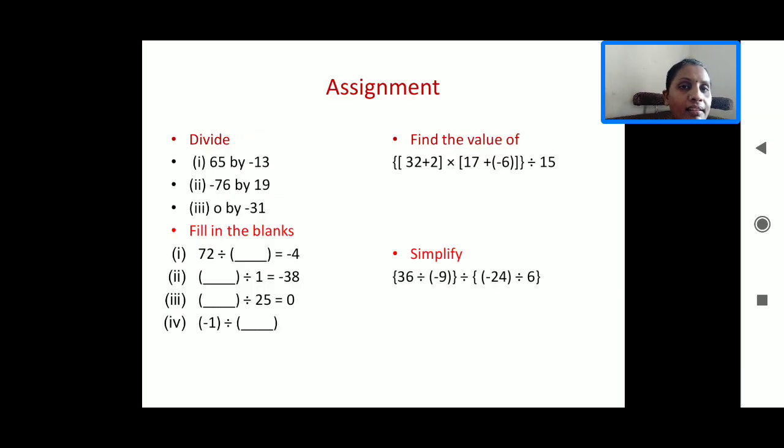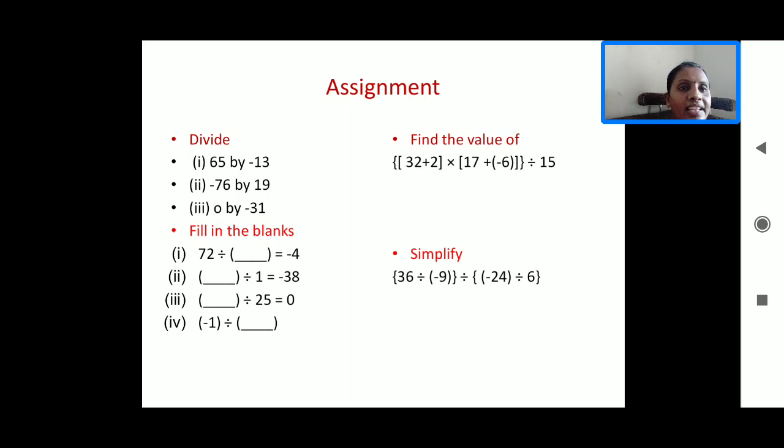Today's assignment. Here in the first one you have to divide. Second one is fill in the blanks. Third one is find the value and simplify. Whenever you find the value or simplify any equation or any question, first simplify the terms which are in the brackets, and then you move forward.